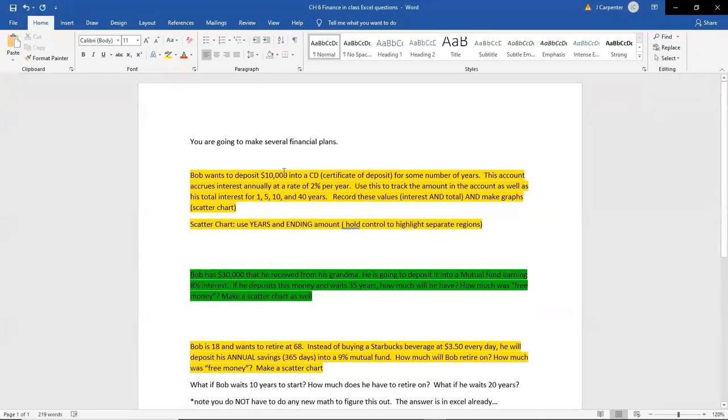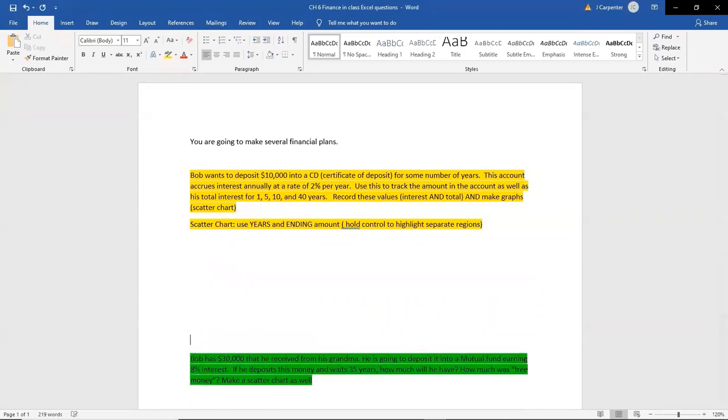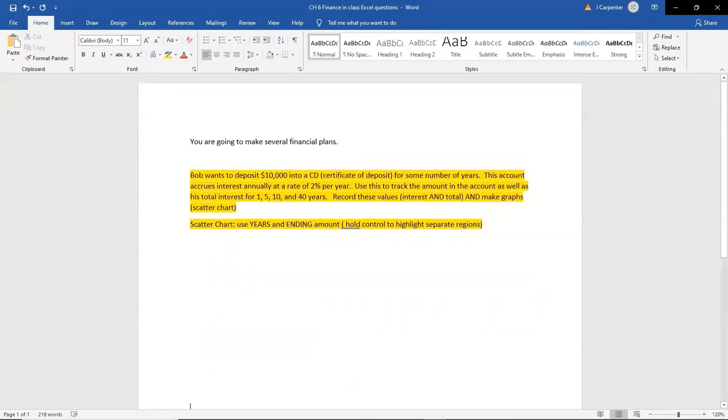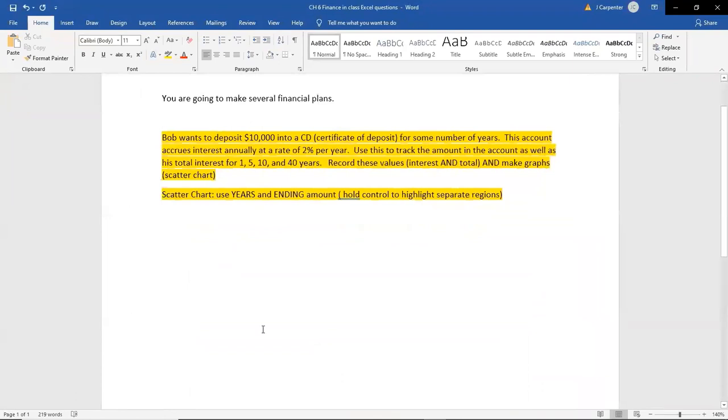All right, so Bob wants to deposit 10,000. We're going to do these three examples. They're just highlighted in different colors to show the different examples. So yellow is 1, green is 2, and then the other yellow is 3. So let's just bump these off, and we're going to make some financial plans.